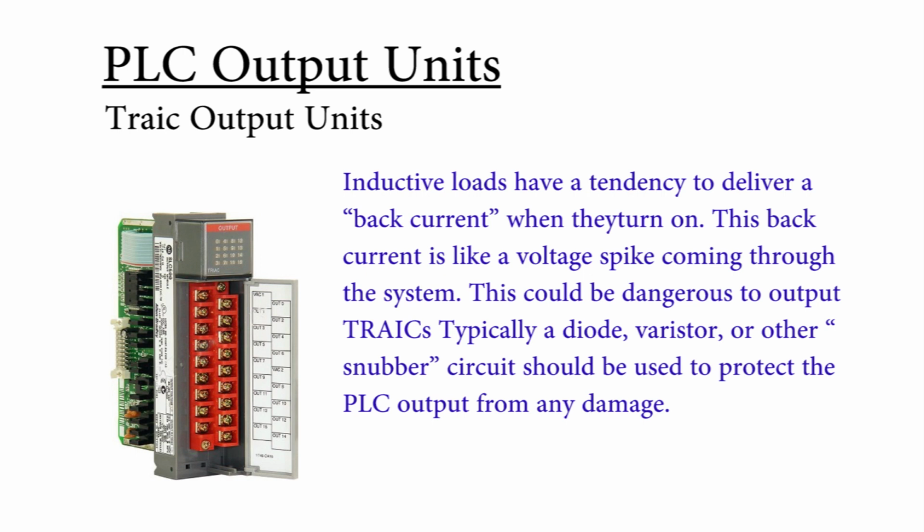Inductive loads have a tendency to deliver back current when they turn off. This back current is like a voltage spike coming through the system. This could be dangerous to the output TRIACs. Typically, a diode, varistor, or other snubber circuit should be used to protect the PLC output from any damage.